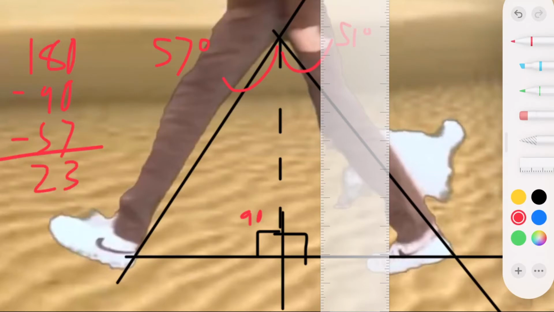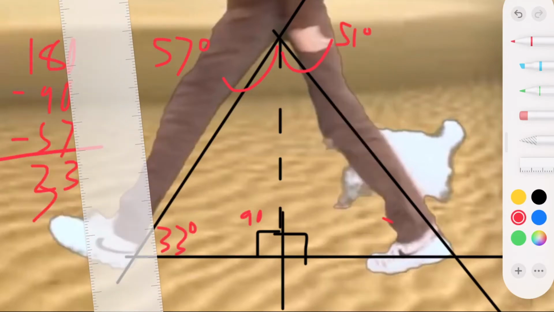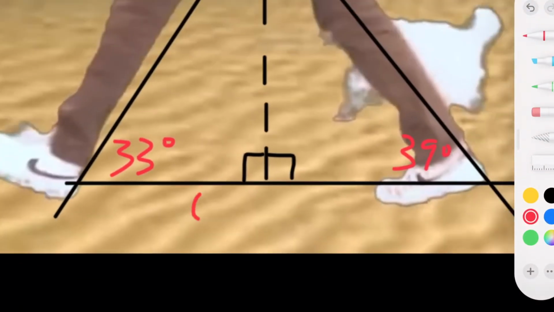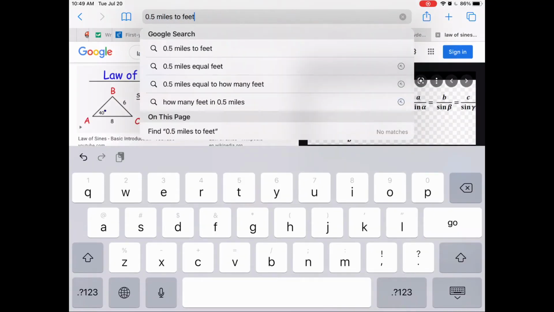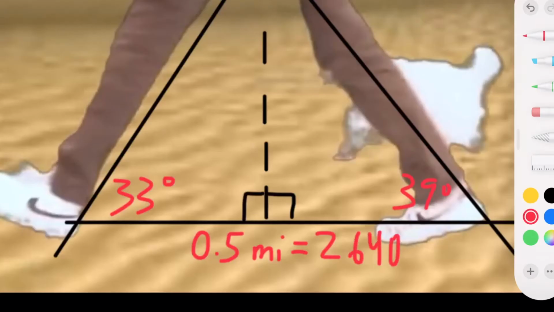And here, you can mock the fact that I spend a pathetically long amount of time on simple subtraction, as I arduously conclude that the difference totals out to 33, not 23 degrees. And the same is done for the other side, measuring out to an angle of 39 degrees. We can also fill in our known distance down here, which is 0.5 miles, or 2,640 feet. I am so good at mental math, it's unreal.